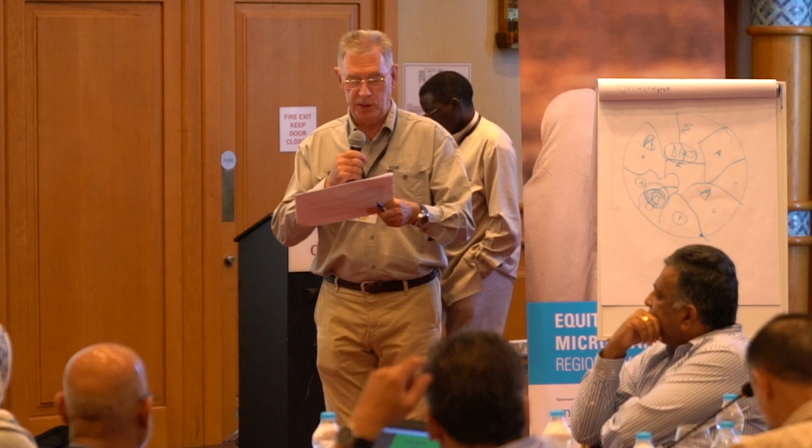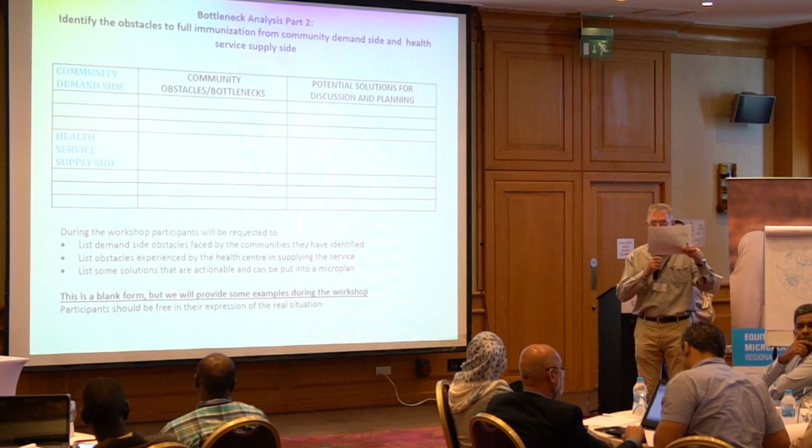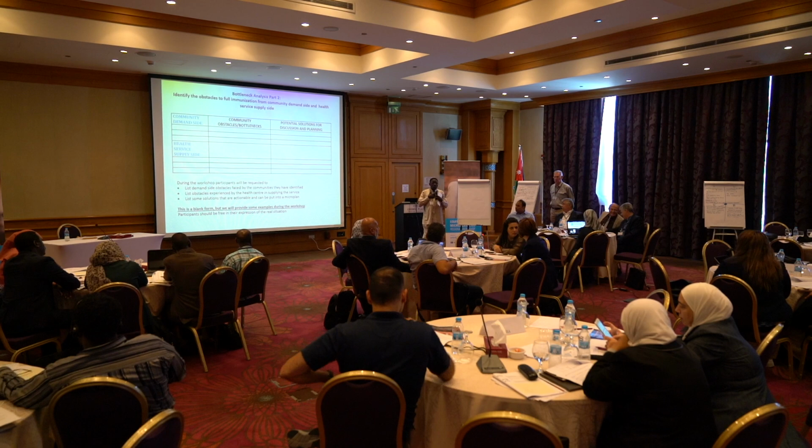Maybe we can think of some common obstacles: what the community demand is, what they would expect, and also what health service problems they would have with supply. Just something very simple, because the idea of this is a management tool again. Maybe this is useful for some health centers to go through, to understand their problems on both sides. It's them as well as the community, not just blaming the community. I was a district health officer.